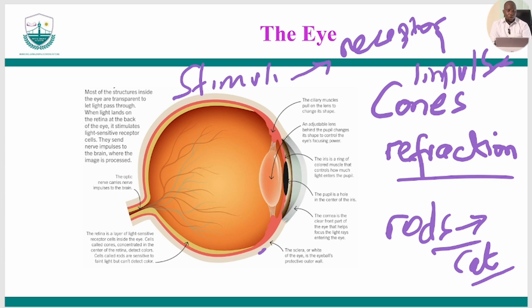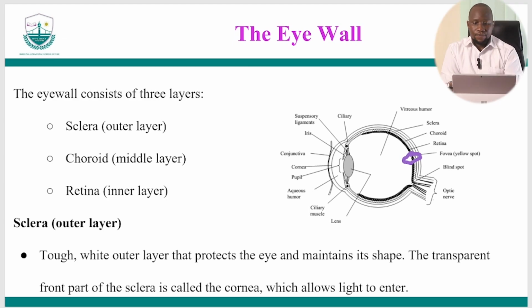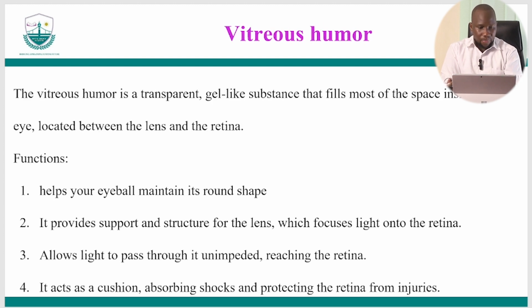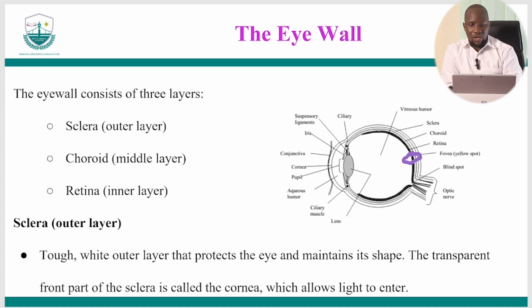We'll see how the three interact to give you that clear image. In here I want to emphasize that we have three layers that form the eye wall. The outermost one is the one we talked about, the sclera. The one in the middle is the choroid, and then the retina, which we have spent some good time talking about. And then we can talk about the eye in terms of chambers, and these chambers are filled with fluid. So let's come back to this image here.